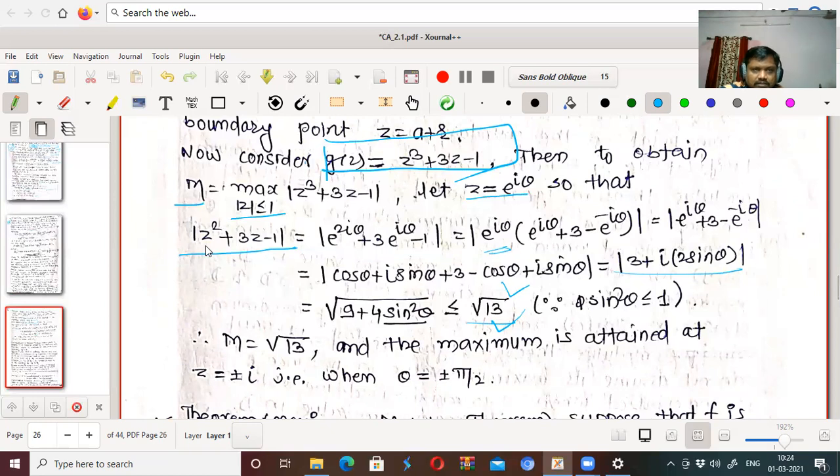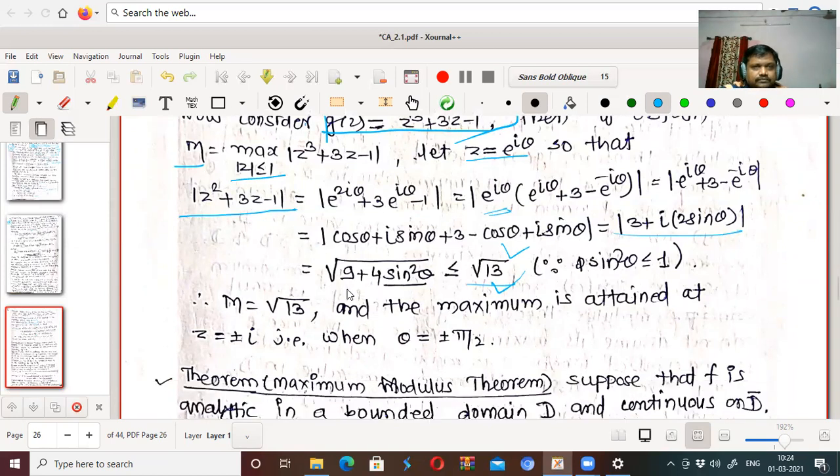Z square plus 3z minus 1. Minus 2. Yes, why are we saying that? See here. If I put z equal to plus or minus i, what will be z square? It will be i square, which is minus 1. Plus 3z, so I will take plus 3i, and this as minus 1. So we get modulus of minus 2 plus or minus 3i.